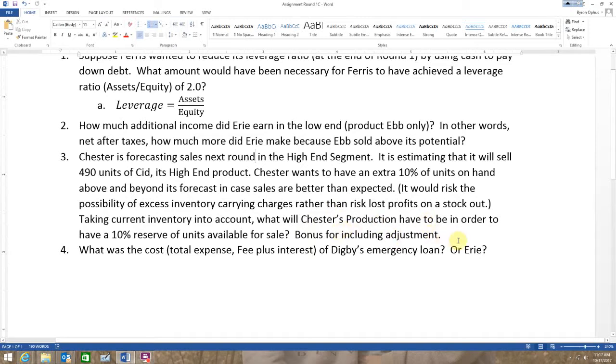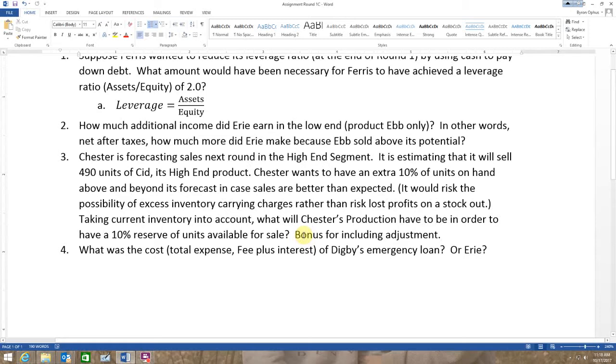I'll give a bonus for including an adjustment. So my steps are here. First, what am I estimating I'm going to sell? It's estimating that it's going to sell 490, but I want an additional 10% of units. So my first step is taking 490 and calculating my projection by adding the 10%, which is 49 units. Then you subtract from that its current inventory, which is pretty easy to look up. That gives you the amount you would need to produce.